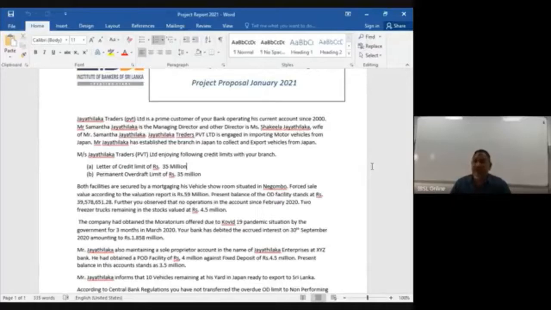2 freezer trucks remain in the stocks, valued at rupees 4.5 million. Only 2 trucks are available in his showroom at the moment. No other vehicles.